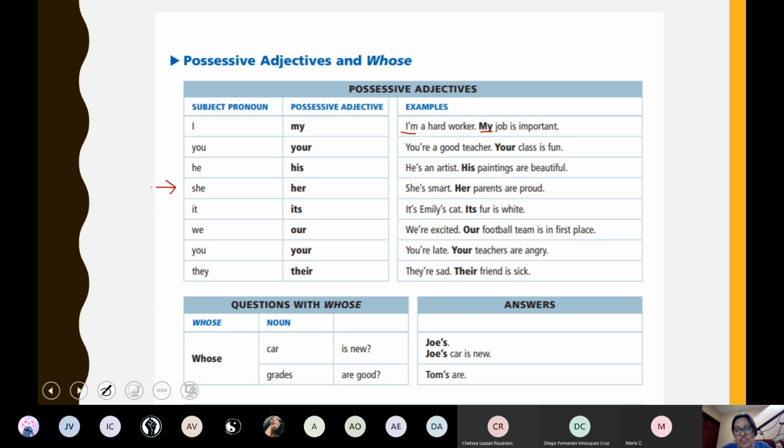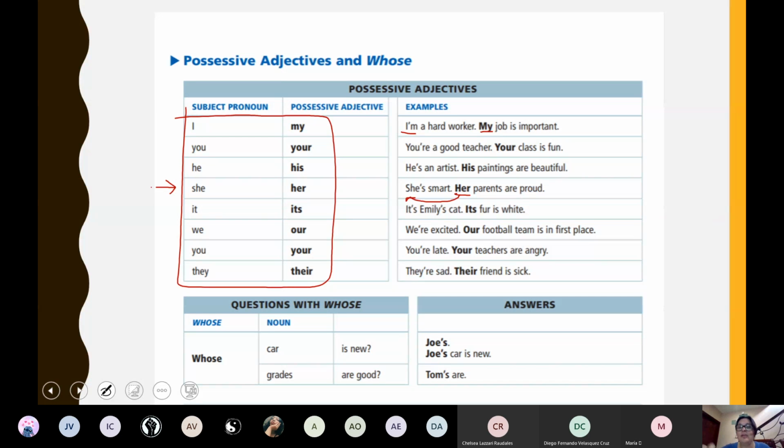She's smart, or she is smart. Her parents are proud. Her, because we are talking about she. So what you have to remember is this one, all these. For I, you are going to use my, for you, your, he, his, and so on.